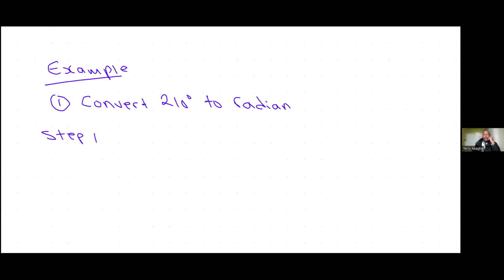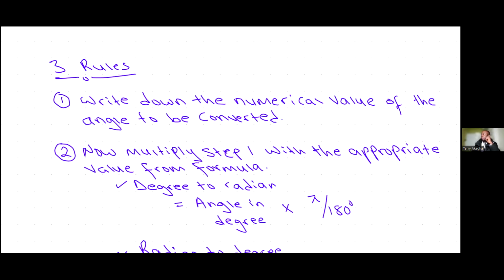So step 1, the angle we want to convert is 210 degrees, and we want to convert it to radians, right? Now, next thing, step 2. So step 2, what do we do? They said now you multiply with the appropriate value from the formula.